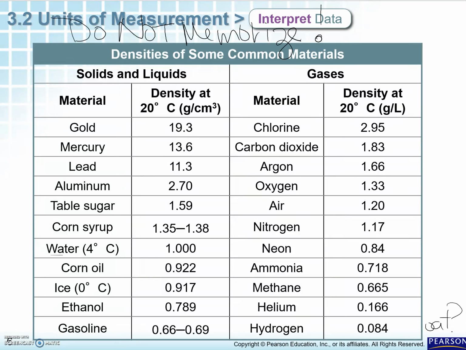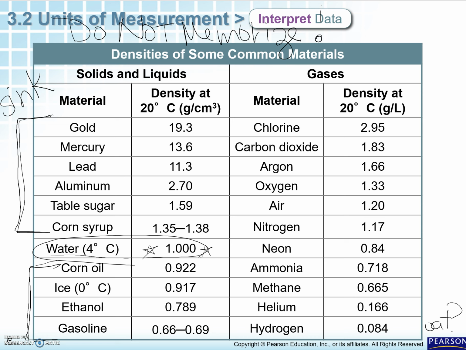So here's water. Water is usually the baseline because it has this nice number of 1. Things that are more dense, so that would be the stuff up here, are all going to sink when placed in water. Things that are less dense are going to float.